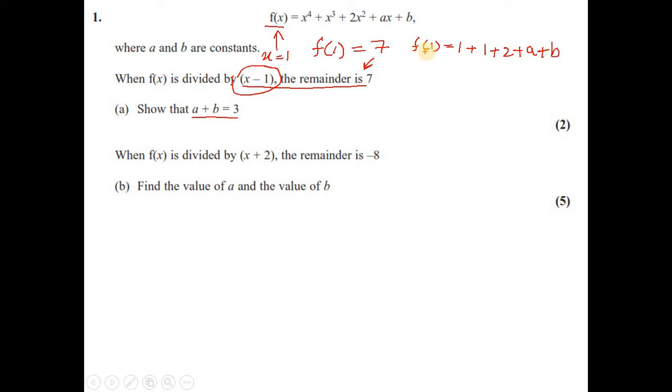And then f(1) is 7. So you can put f(1) as 7 here, and then simplify the right hand side. So 1 plus 1 is 2, and 2 plus 2 is 4, plus a plus b. And clearly if you see this equation, you send 4 to the other side, so a plus b is equal to 3. That's the required equation.